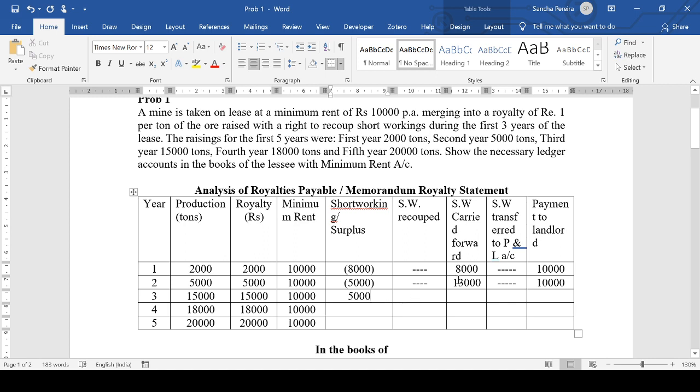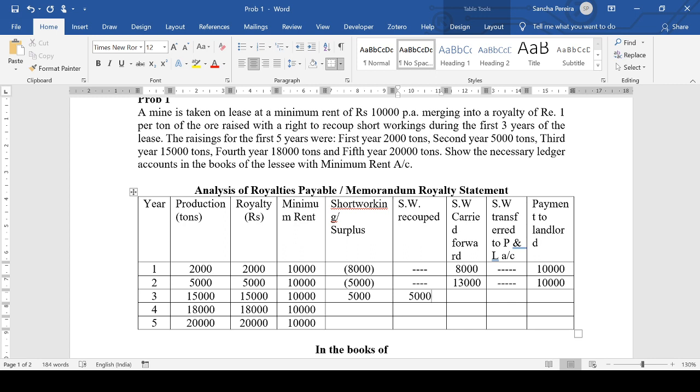How much loss do you have till now? How much short working do you have till now? 13,000. But right now you have a surplus of 5,000. So how much can you recover? At the most you can recover 5,000.